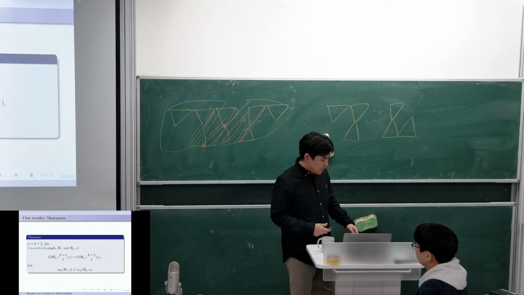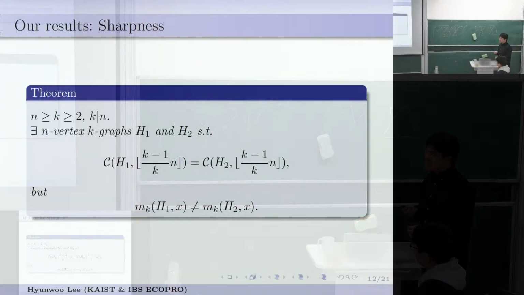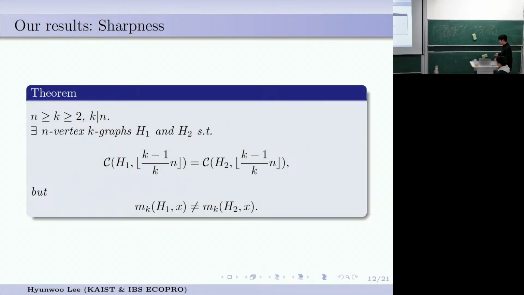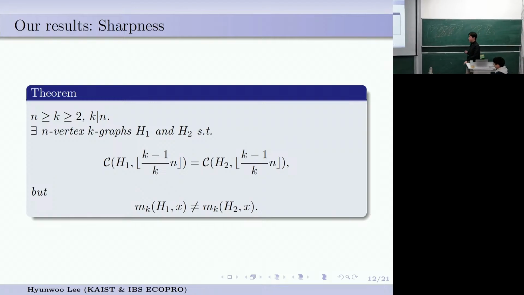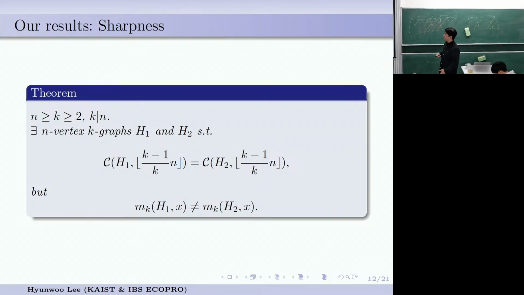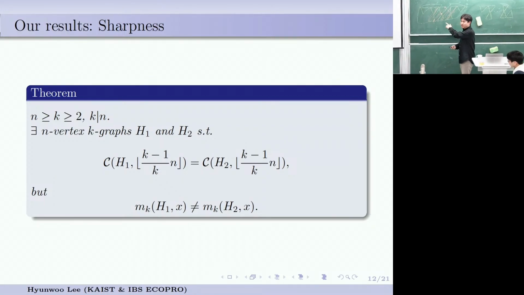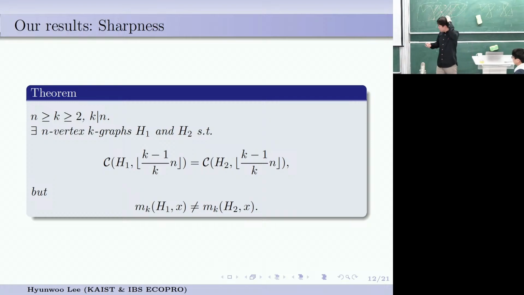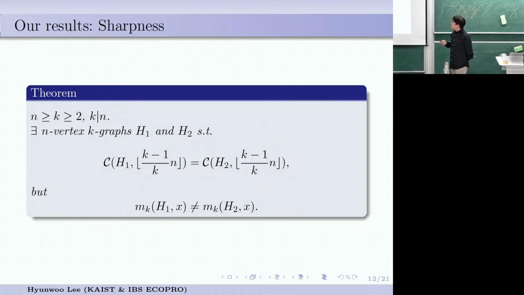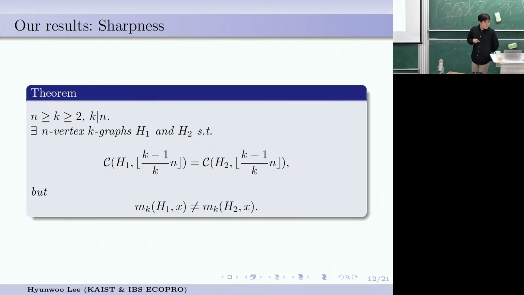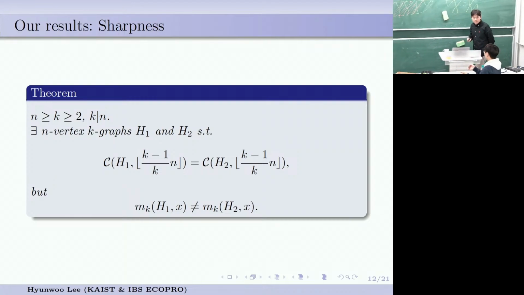One remark is that, as I already mentioned, Spinoza and West showed the sharpness for the graph case, but their proof is considerably different from this. So we have an alternative proof. And I have a question. Does this example work similarly for all k?